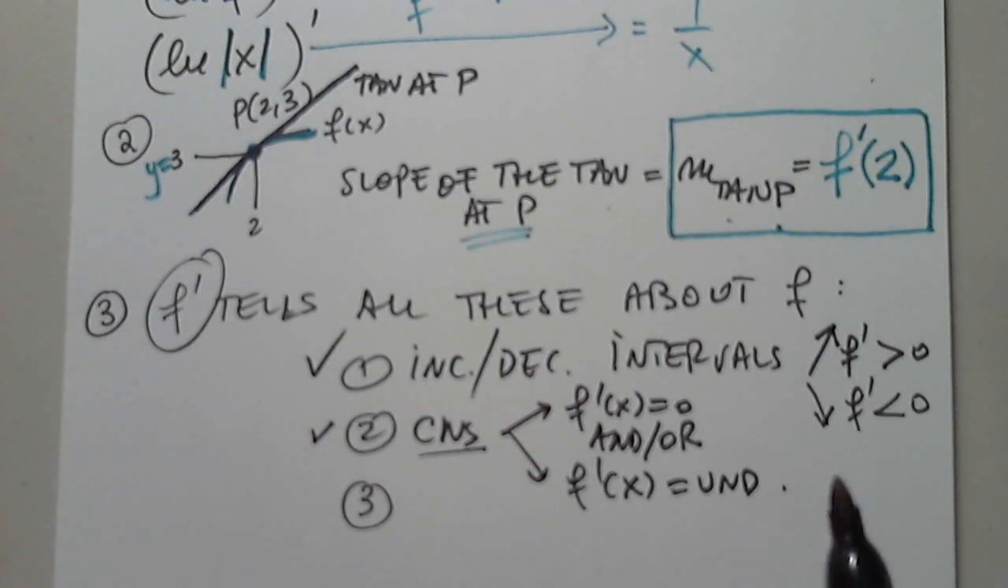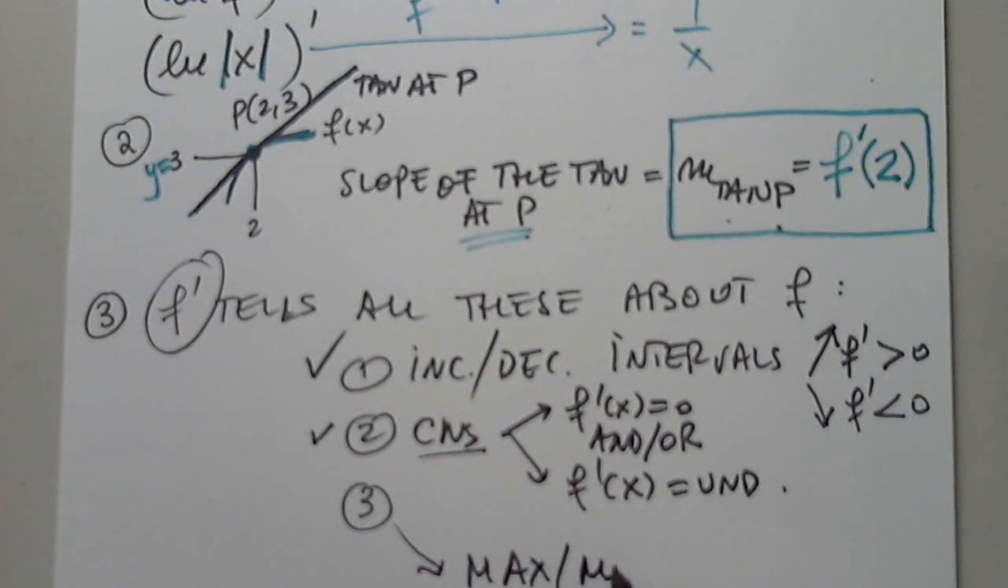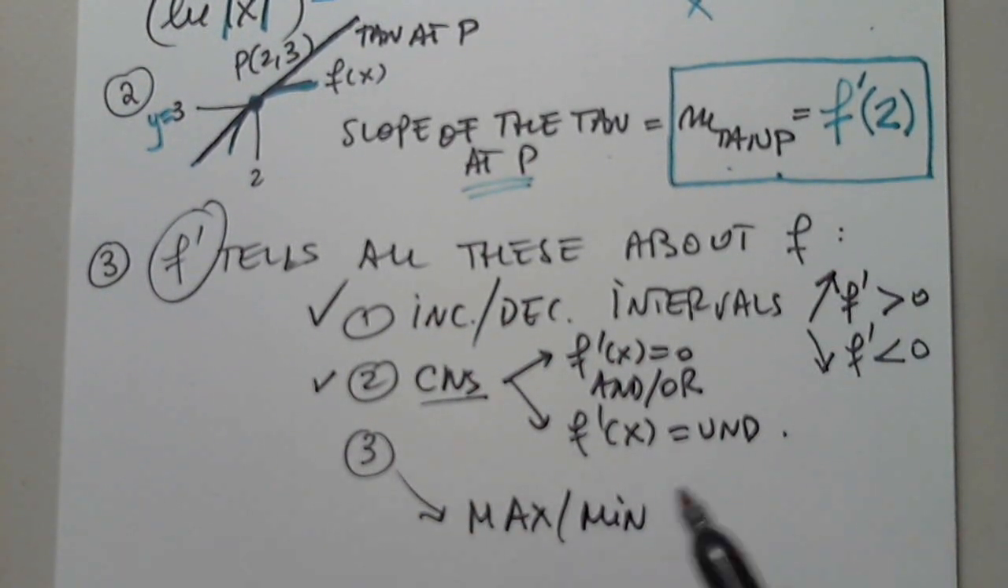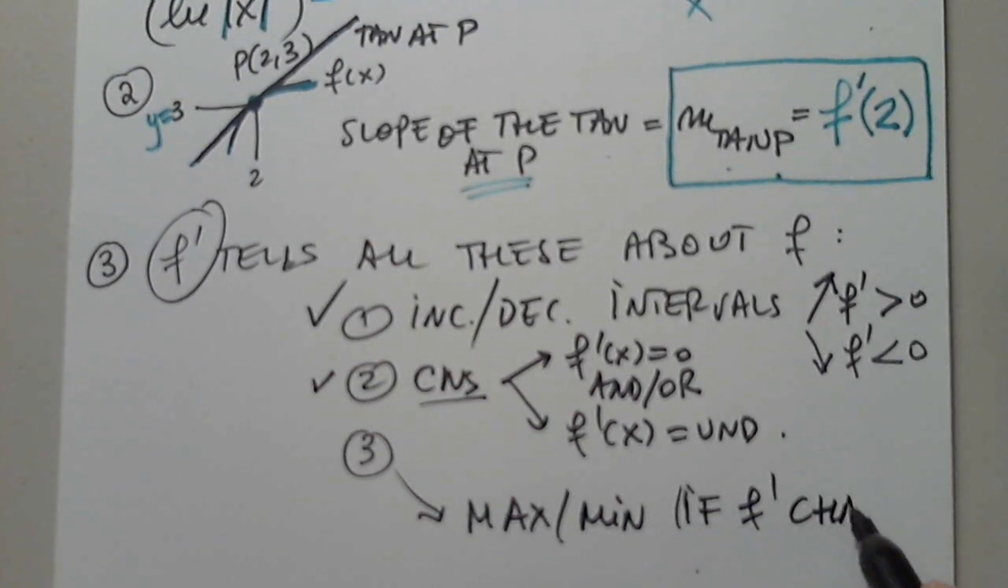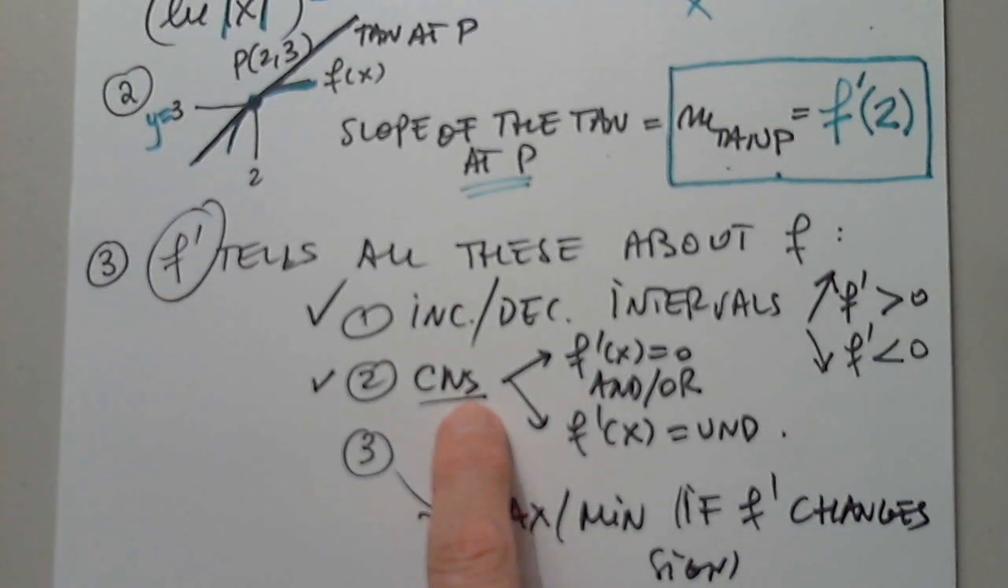No. We have to study the sign. So max and min are also determined by the first derivative. If f prime changes sign, as we discussed, from positive to negative or negative to positive. If it does not change sign, the critical number is not a max or a min.